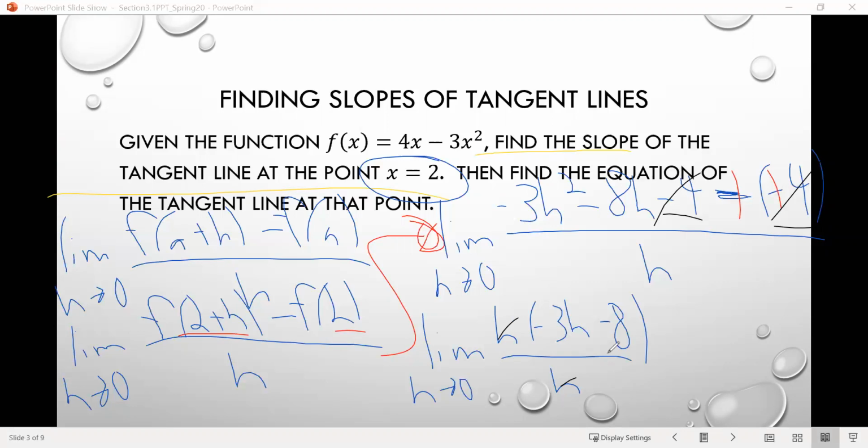And then we get the limit as h approaches 0 of negative 3h minus 8. And here, 0 is now in the domain of this function. So we can now plug in the 0 for h, and when we do that, y'all, looks like we get negative 8. And we have now found the slope of our tangent line.